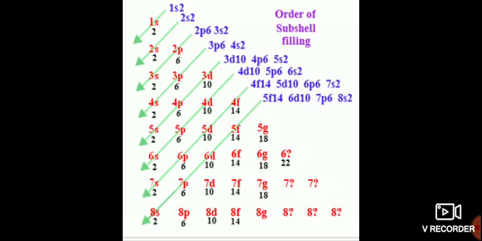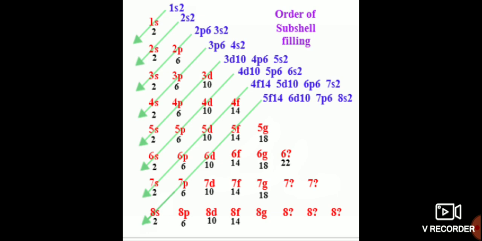For example, write in your classwork note: hydrogen, symbol H, electronic configuration 1s1. Helium, symbol He, electronic configuration 1s2. The next one is lithium, with electronic configuration 1s2 2s1.